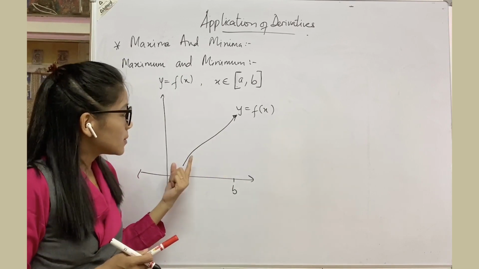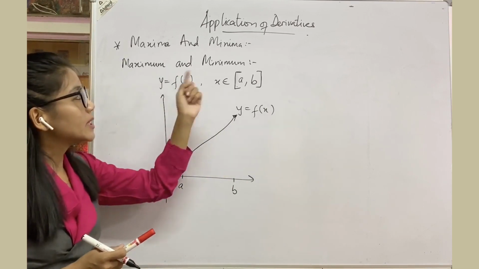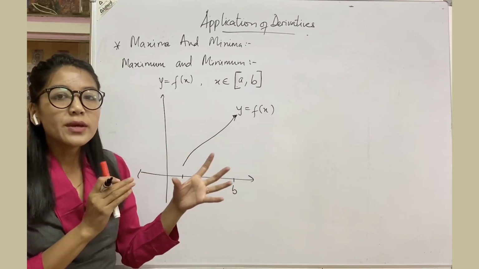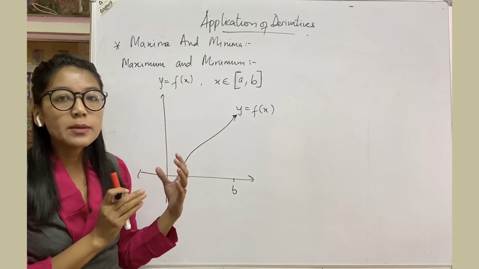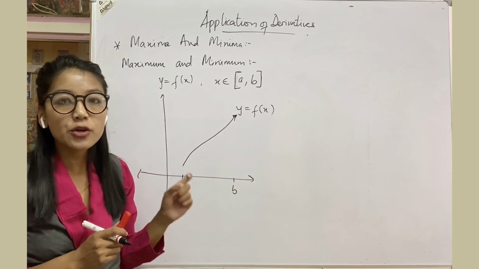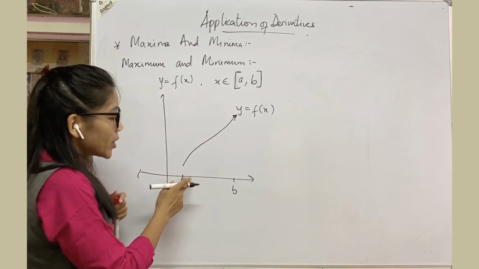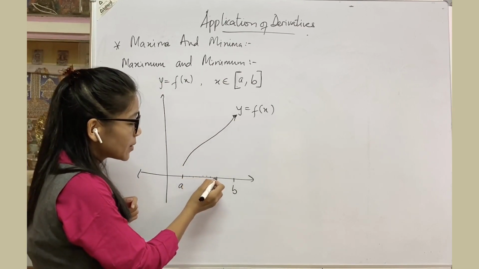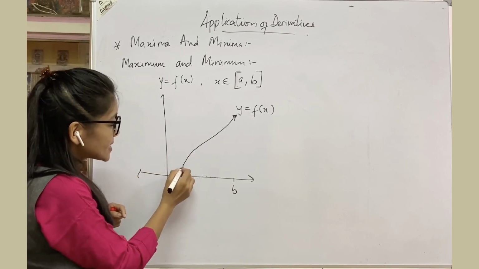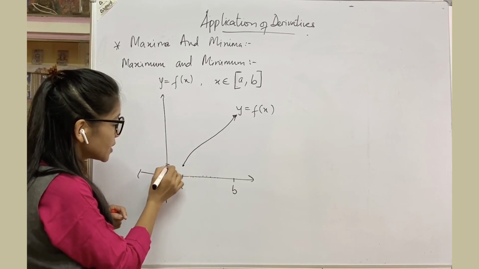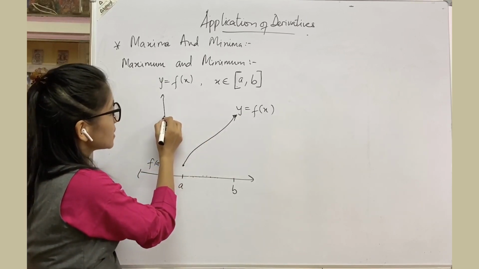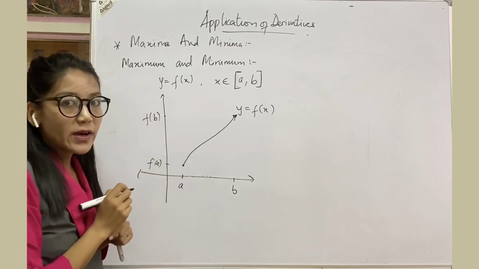Now when I say maximum and minimum value of the function, it means you have to see what will be the maximum function value and what is the minimum function value. So when I say maximum and minimum, I'm talking about the maximum and minimum value of the function, right? Which means when you substitute any point from here, what do you get? The function values. So you will get different function values. At a you will get the function value f(a), and at b you get f(b) as your function value, right?